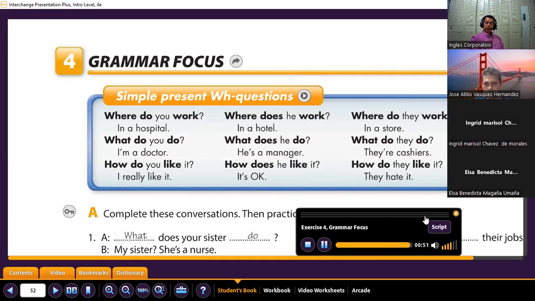Okay, so question one, where? Where do you, where does he, where do they? You, he, and they, right? So you say in a hospital, in a hotel, in a store, right? In the little market, or in a garage, in a company, in General Depot, etc., right? What do you do? I'm a doctor. He's a manager, they're cashiers. How do you like it? Do you like it? Yes. I really like it. How does he like it? It's okay. And how do they like it? They hate it. Okay. So these are the examples of information questions.